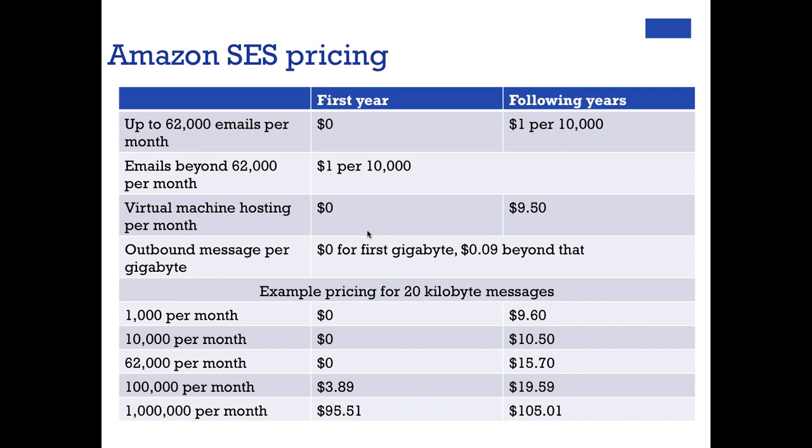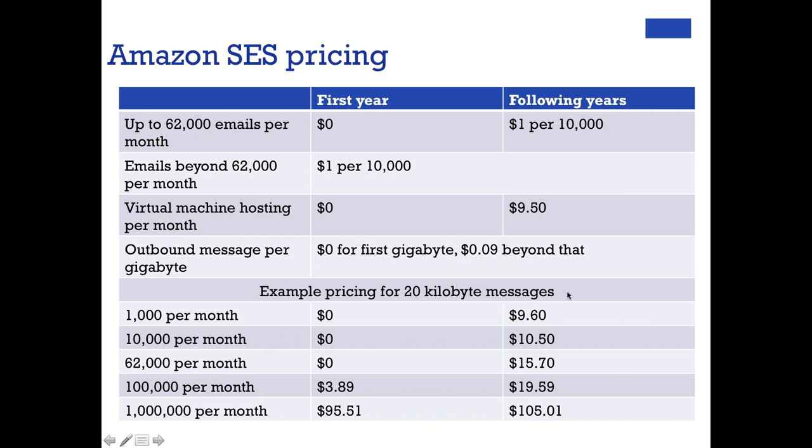After the first 12 months, it's not zero anymore, but it's still very inexpensive. The virtual machine hosting is $9.50 per month, and that can actually be reduced even lower if you look into Amazon pricing for committing to a 1 year or 3 year committed term. So you're looking at $9.50 for the hosting plus $1 per 10,000 emails. That's pretty cheap.